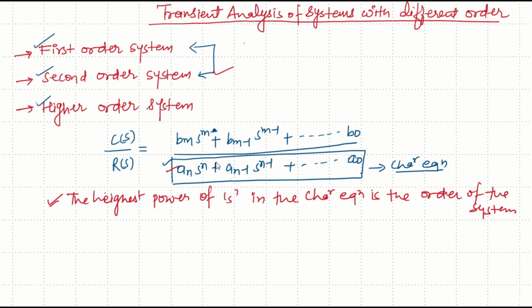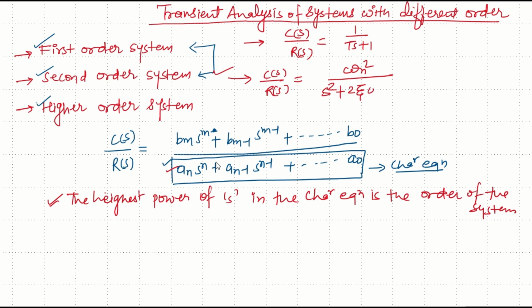Now I am writing the general expression of the first order and the second order system, and then we will end this lecture. In the next lecture we will discuss the transient analysis of the first order system. The general expression of the transfer function of the first order system is given by 1 by Ts plus 1, and the general expression of the transfer function of the second order system is defined as omega n square divided by s square plus 2 zeta omega n s plus omega n square.